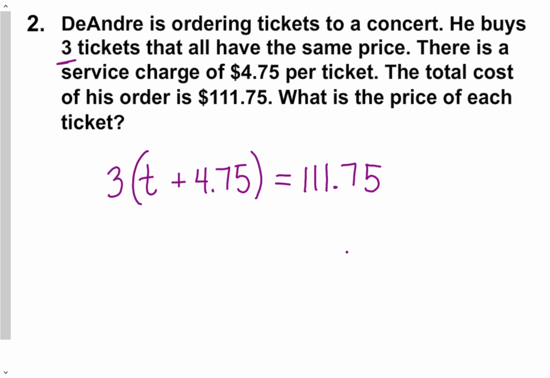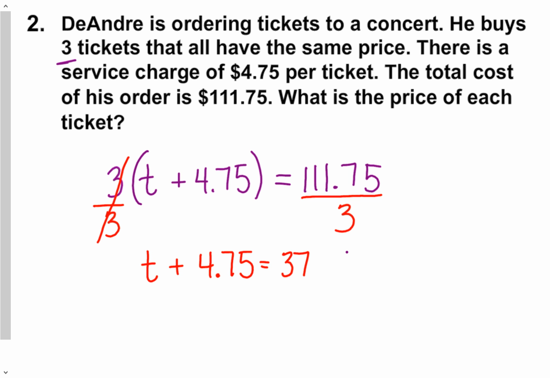and now we have to solve it. So we're going to divide by 3 on both sides of the equation. Since 3 divided by 3 cancels out to 1, I'm left with t plus 4.75 on the left, and on the right, $37.25. So each person pays $37.25. And they just basically want to know, if that includes the 4.75, how much is the ticket price?